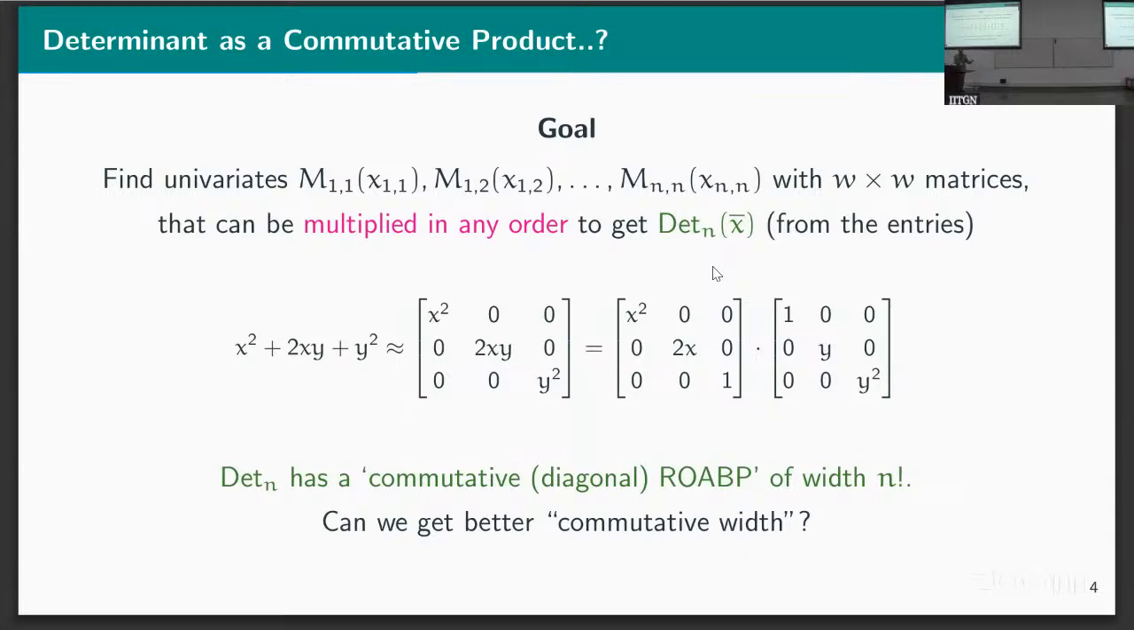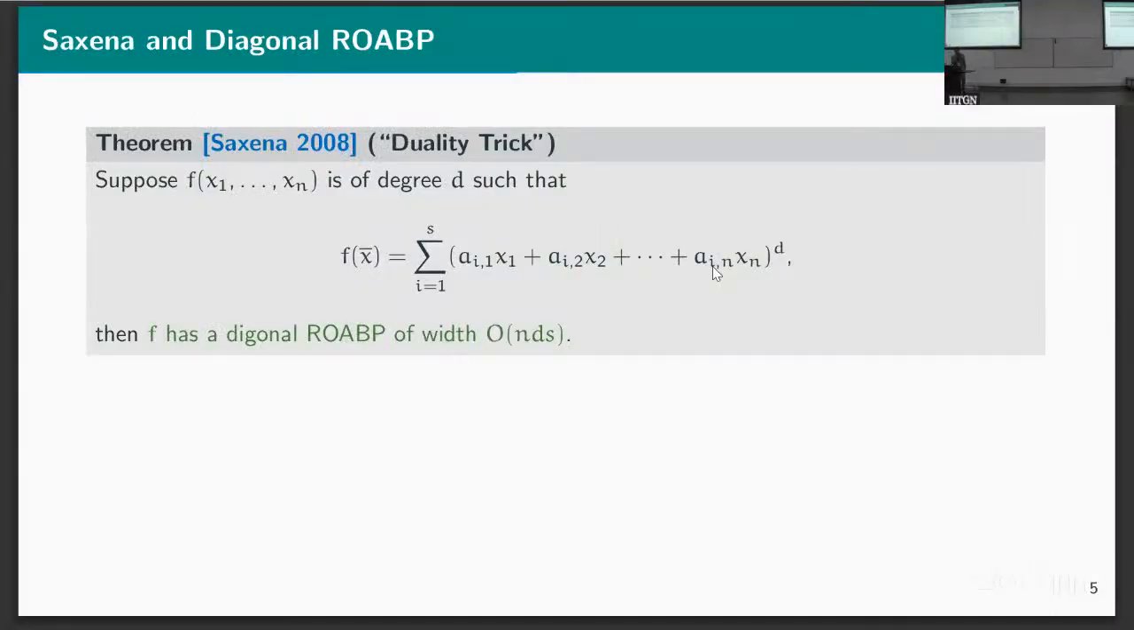But as you know, this is a trivial bound, this is just sparsity, right? So can you do something better, like as he had asked, can you do something more non-trivial? So yeah, there is one way of getting a non-trivial commutative ROAP that we will first see. It's called the duality trick, a theorem by Saxena from 2008.